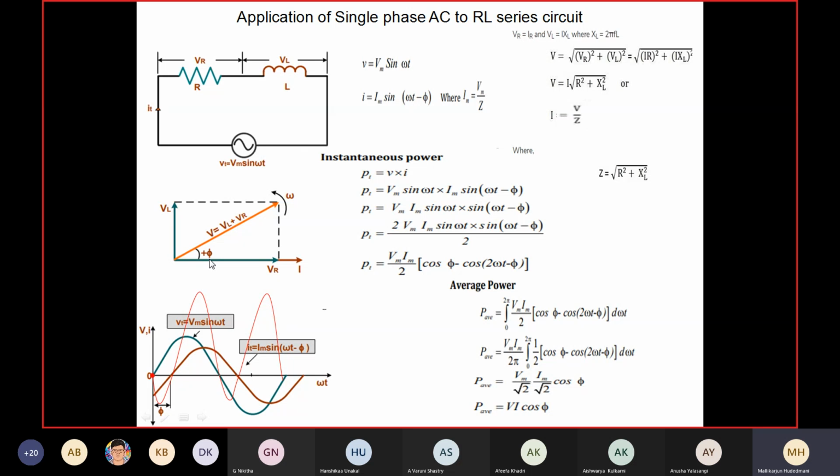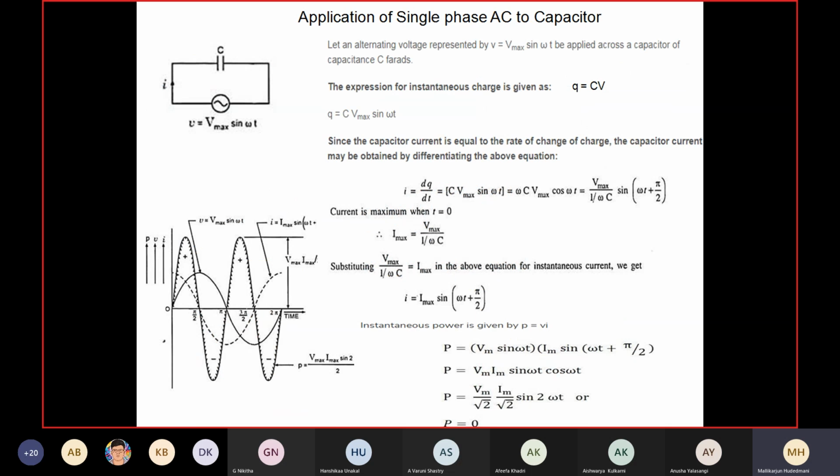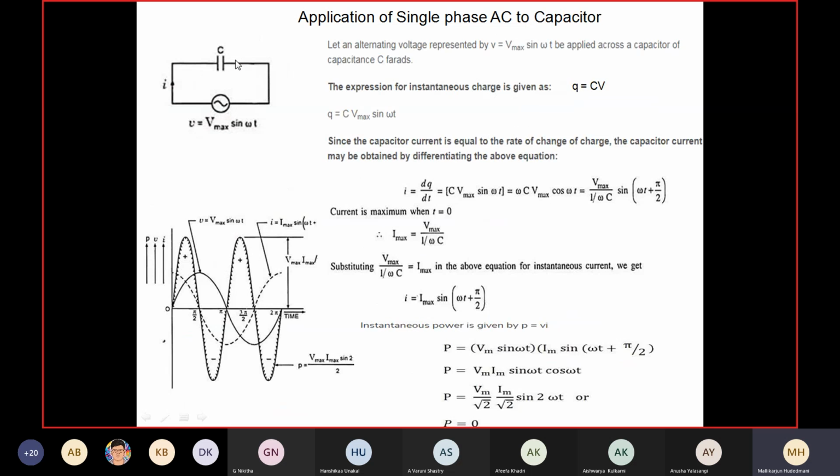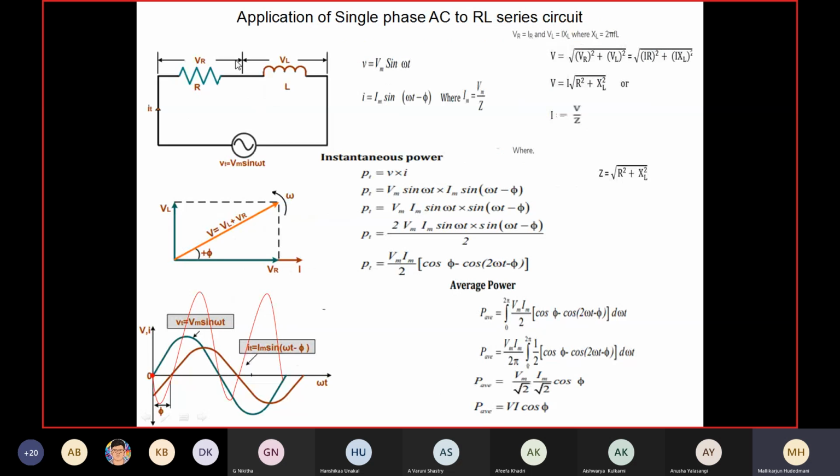In an inductive circuit, current lags behind the voltage by an angle phi. In the case of an ideal inductor, what was our current expression? Current lags behind the voltage by a perfect 90 degrees, because it was a pure inductor. But now what do I have here? An impure one, because I have R and L. That is the result: I will be getting an angle of phi between V and I.